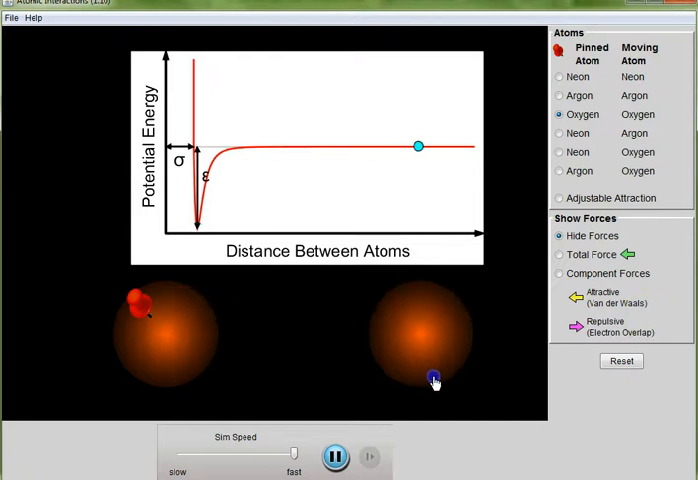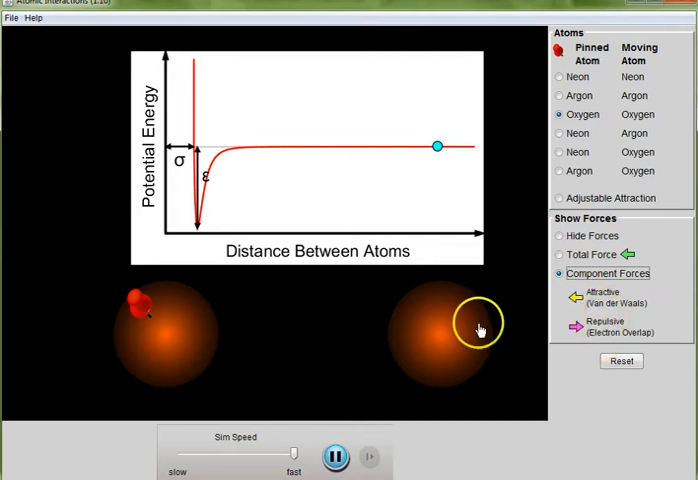So let's start again with the far position, and now in this you can change the forces. Let's talk about component forces. There are attractive forces and there are repulsive forces, and let's see what happens to the forces.